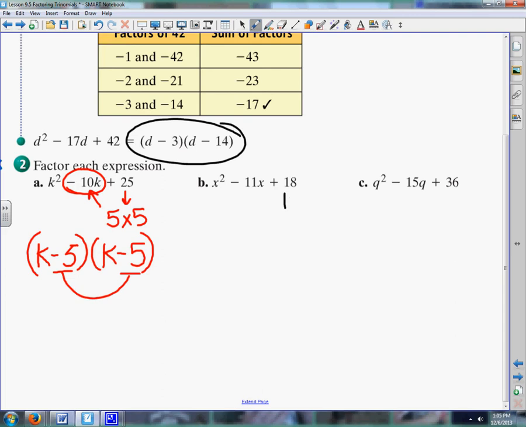So 18, I have 1 and 18. I have 2 and 9, so it's going to be 2 and 9. So it's x minus 9 and x minus 2.